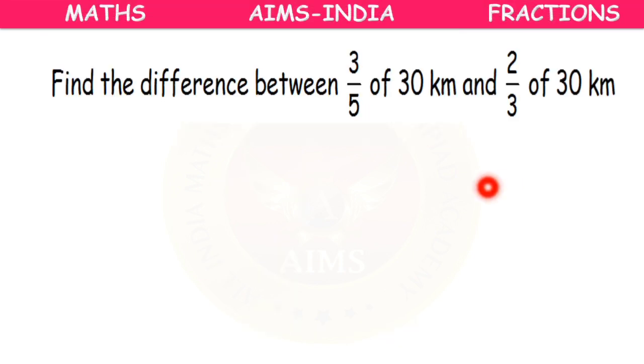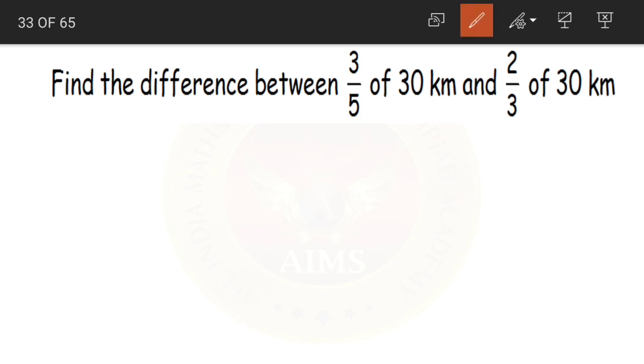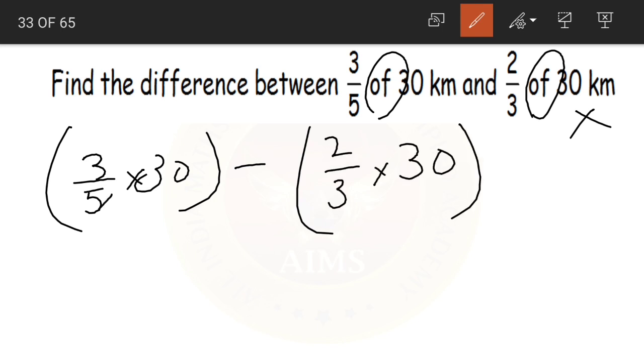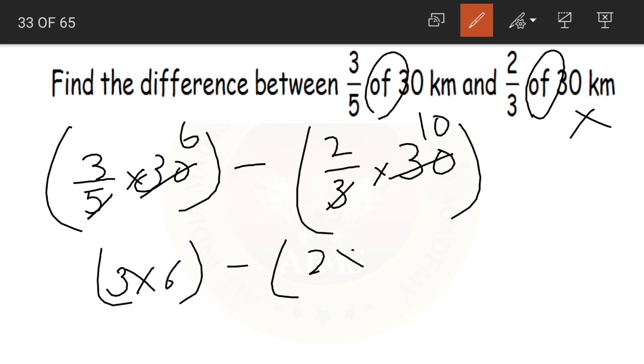Moving on to the last question for today. Find the difference between 3 by 5 of 30 kilometers and 2 by 3 of 30 kilometers. As we have already discussed, of here in fractions means multiplication. So we simply multiply 3 by 5 into 30 and then subtract it with 2 by 3 into 30. Yes, 5 sixes are 30 and 3 tens are 30. So 3 into 6 minus 2 into 10. Now 3 sixes are 18 minus 2 tens are 20.